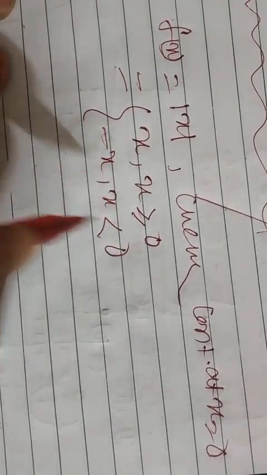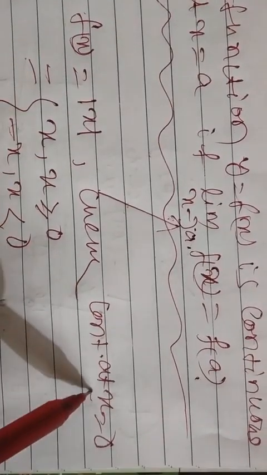For example, let me take a simple example for this. Say f(x) is equal to mod x, the absolute value of x, and I want to check continuity at x equal to 0. Now you see, what is the definition of mod x? It is x when x is greater than or equal to 0 and minus x when x is less than 0.